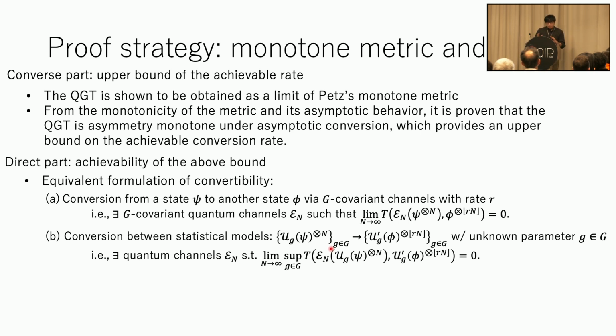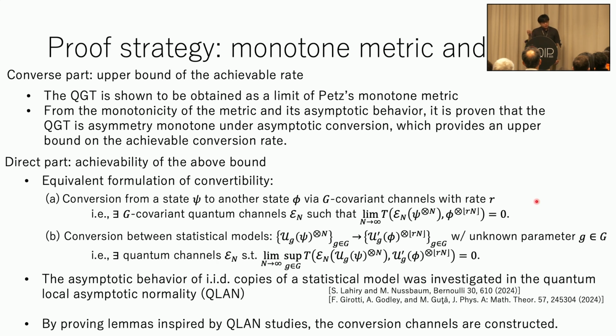And it can be shown that these two conditions are equivalent to each other. And importantly, the asymptotic behavior of i.i.d. copies of a statistical model was investigated in the context of quantum local asymptotic normality. And by using the result inspired by this study, the conversion channels are explicitly constructed in our study. But I did not explain the details here.